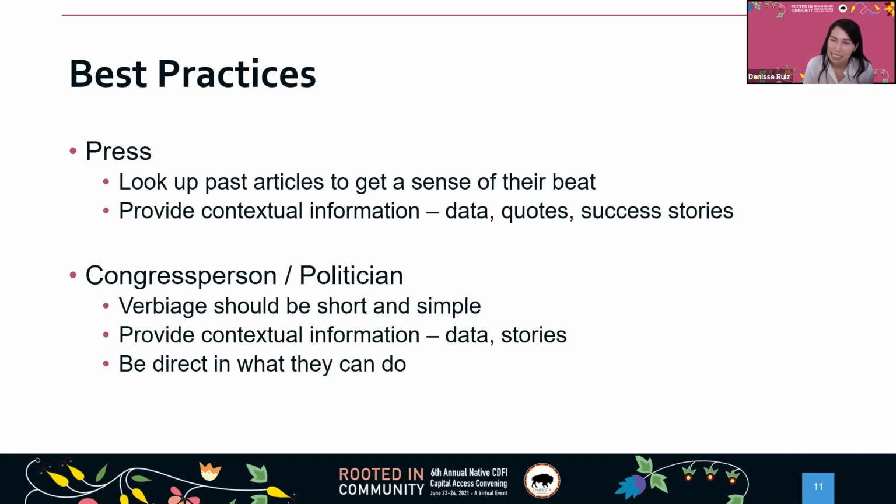And so send it over in bullet points, just to persuade them. You also want to be direct about what you're asking of them. Do you want them to vote a certain way on something? Do you want them to support a certain bill? Do you want them to come visit your area? Something like that. Just be clear in your ask to them.